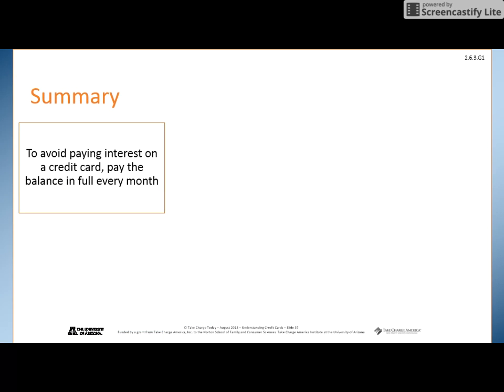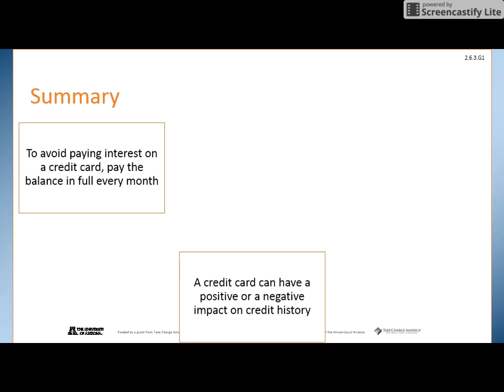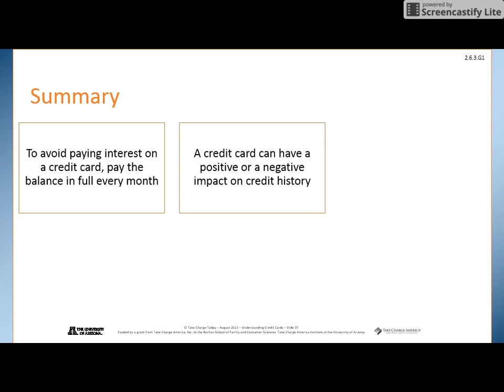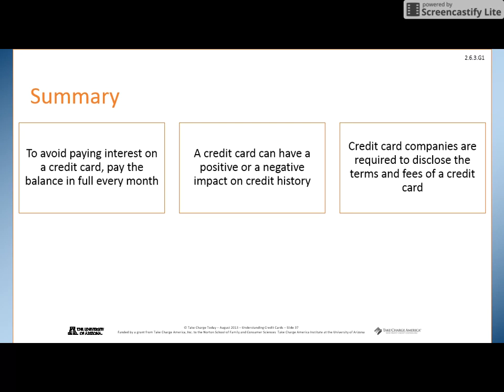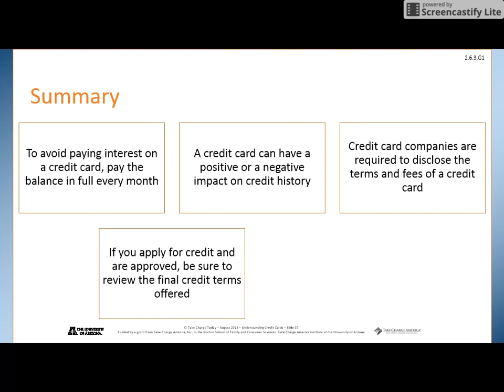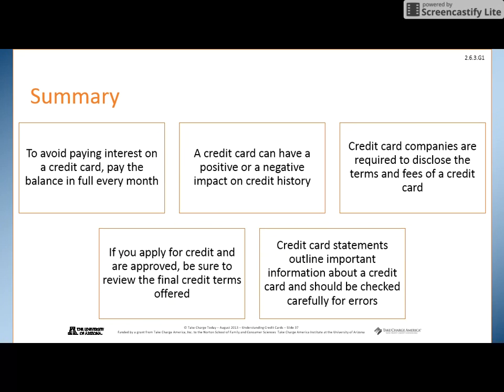So in summary, to avoid paying interest on a credit card, pay the balance in full every month. A credit card can have a positive or a negative impact on credit history. Credit card companies are required to disclose the terms and fees of the credit card in a Schumer box. If you apply for credit and are approved, be sure to review the final credit terms. And then credit card statements outline important information about a credit card and should be checked carefully for errors.